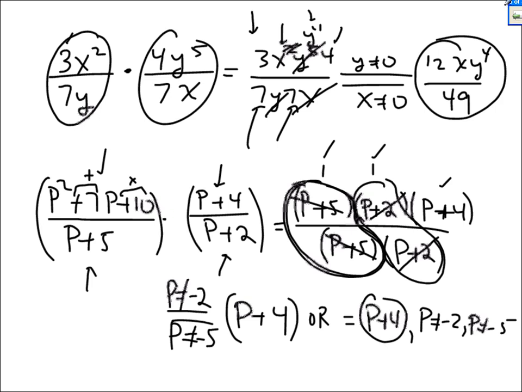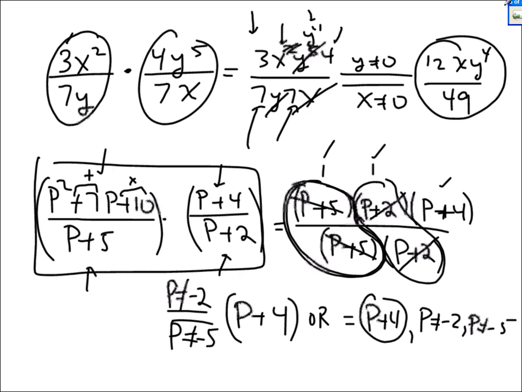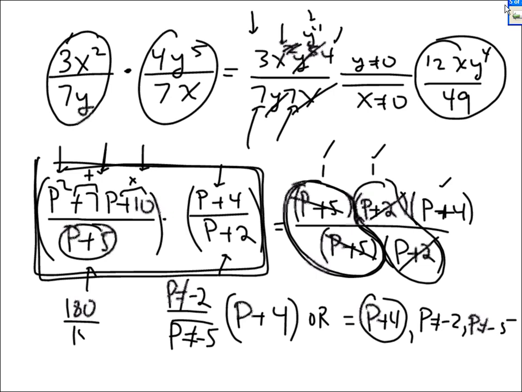So again, to really emphasize this, a lot of students would do the following. After we did all the work we've done, somebody asked you, what does this equal when p is 10? There's absolutely no reason to go, 10 squared is 100, 7 times 10 is 70, 100 plus 70 is 170, plus 10 is 180, and in the bottom, 10 plus 5 is 15, and this is 12. Well, that makes no sense.